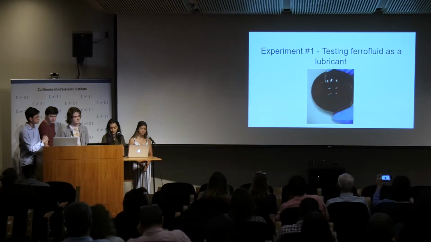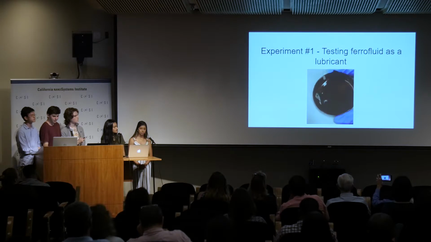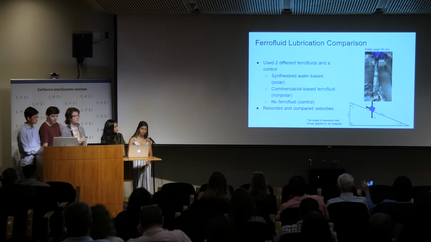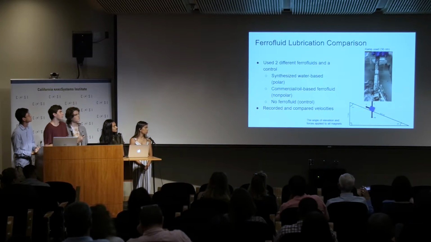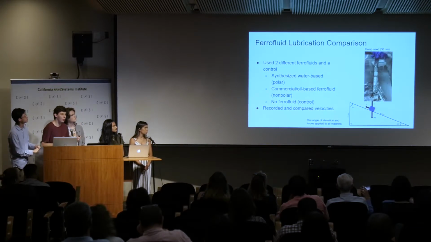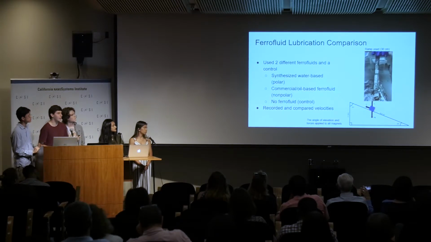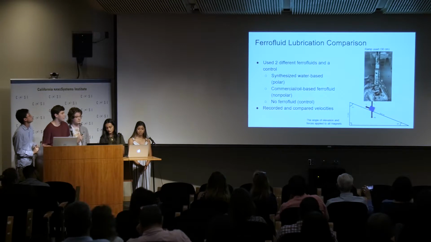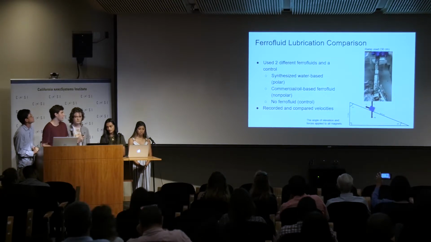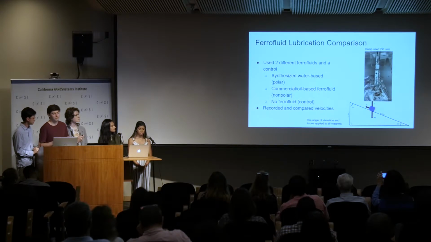For our first experiment, we tested ferrofluid as a lubricant on various surfaces. The general gist is that we used two different ferrofluids, a water-based one that we made ourselves and a commercial one that we bought online, and we used a control with no ferrofluid. We slid it down a ramp, as you can see up there, and recorded the time it took to go down the ramp.